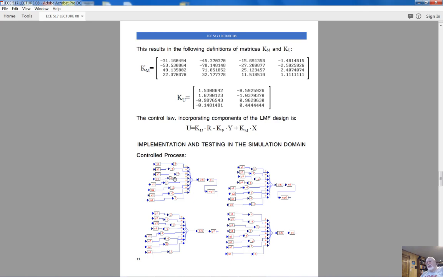First of all, this is the control plant. The control plant has four state variables, four control efforts. This is how we get X1. This is how we get Y1. This is how we get Y2. This is how we get Y3. And this is how we get Y4.